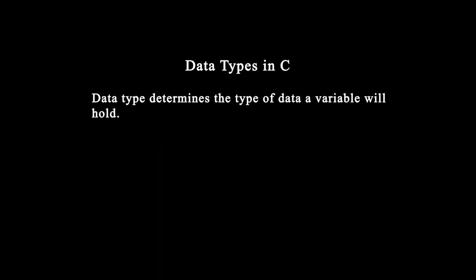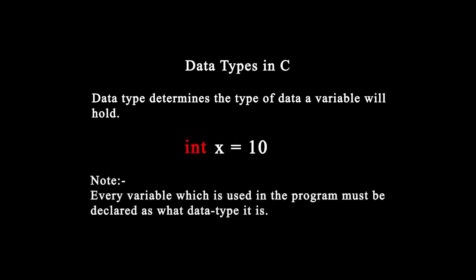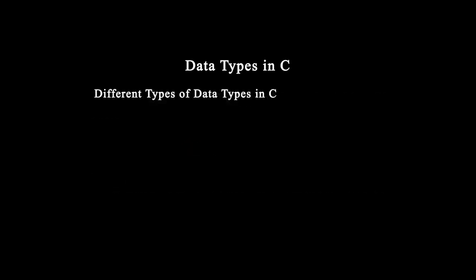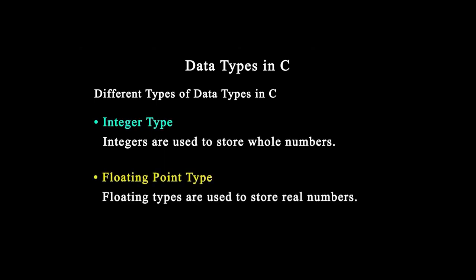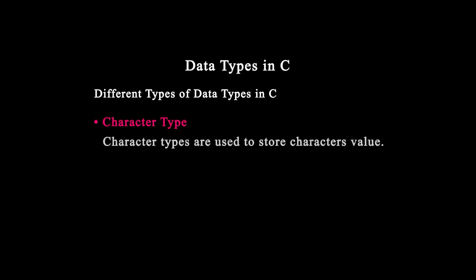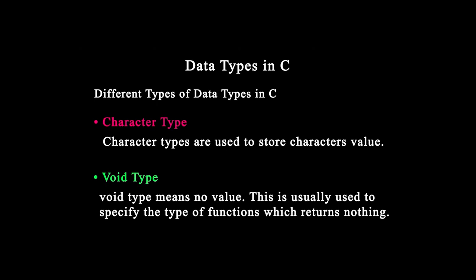So a data type determines the type of data a variable will hold. If a variable x is declared as int, that means x can only hold an integer value. Every variable which is used in the program must be declared with what data type it is. So let's look at the different types of data types. First one is the integer data type. Integers are used to store whole numbers. The next is floating point. Floating point are the decimal point numbers, and the character types are used to store character values. And void type. Void typically means no value, so this is usually used to specify the type of a function which returns nothing.